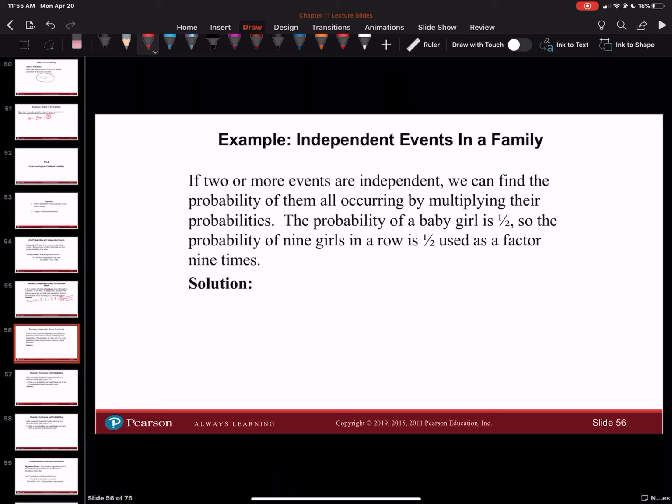Now, if we know the probability of having a baby girl is 1/2, I'm not going to write out 1/2 9 times. So the probability of having a baby girl is equal to 1/2 raised to the 9th, which equals 1 over 512. So you have a 1 over 512 chance of having all girls if you have 9 children.